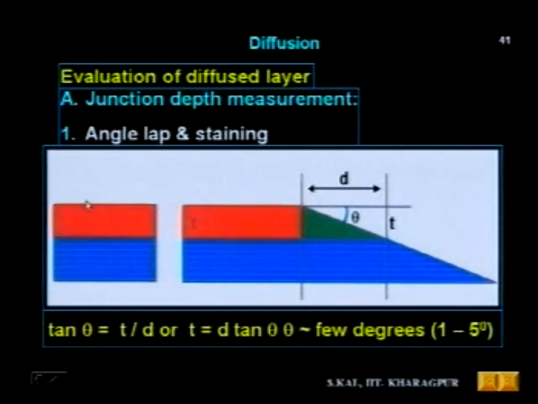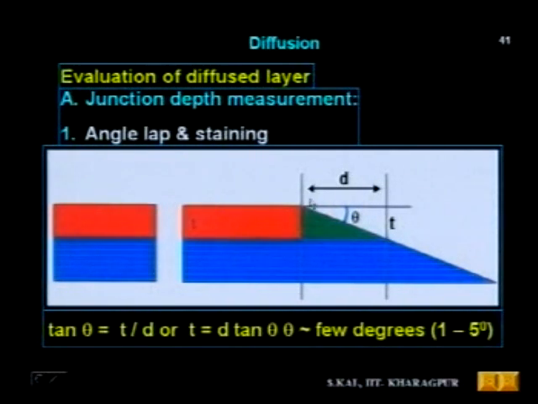Now invert it and lap it in one corner at a small angle, then it will take the shape like this. And that angle of lapping should be very low, within 1 to 5 degrees only. So after lapping, the wafer will take this shape. And now theta is the angle, which is within 1 to 5 degrees, and T is the thickness of the red region, so easily you can measure this distance from here to here, which is the diffused layer.